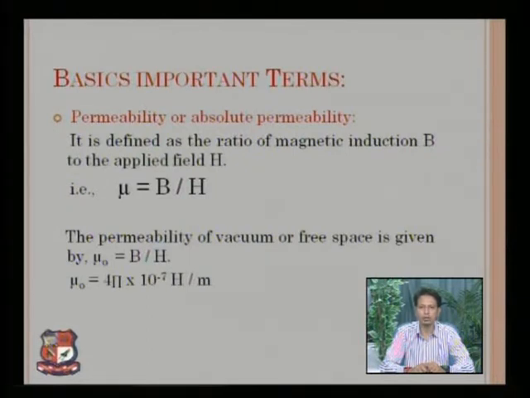Mu is the permeability, whereas mu is equal to B. B represents the magnetic flux density or magnetic induction, and in the denominator it is H, that is mu is equal to B upon H. In the same manner, the permeability of vacuum or free space is given by mu 0, where mu 0 is equal to B upon H. The value for mu 0 is 4 pi into 10 raised to minus 7 Henry per meter.